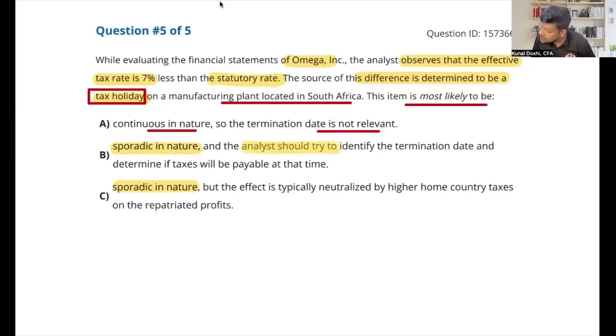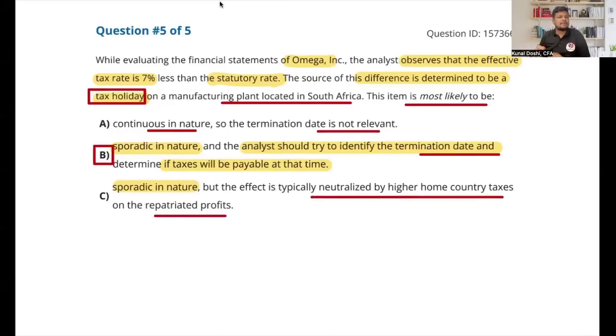Analysts should try to identify the termination date and determine if taxes will be payable at that time. Termination date means the tax holiday may end in a couple of years, and after that you might have to pay. If that is the case, then you might have to record a DTA or a DTL because then it's a temporary difference. This is the answer. The option saying the effect is typically neutralized by higher income taxes on repatriated profits is not the answer.